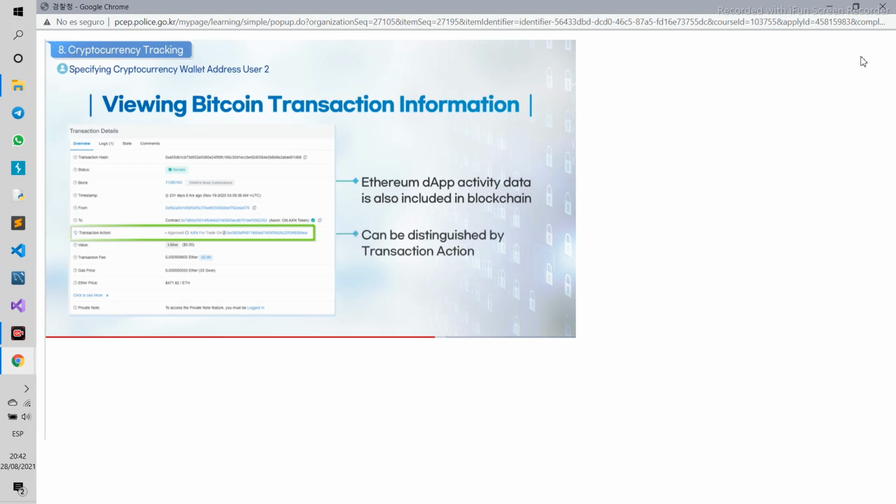The movement of these DApps can be distinguished through transaction action. Therefore, if you want to check only the Ethereum movement history of a certain address, it is necessary to distinguish through transaction action, which is the transaction activity classification, whether this transaction is generated through DApp activity or Ethereum transaction.